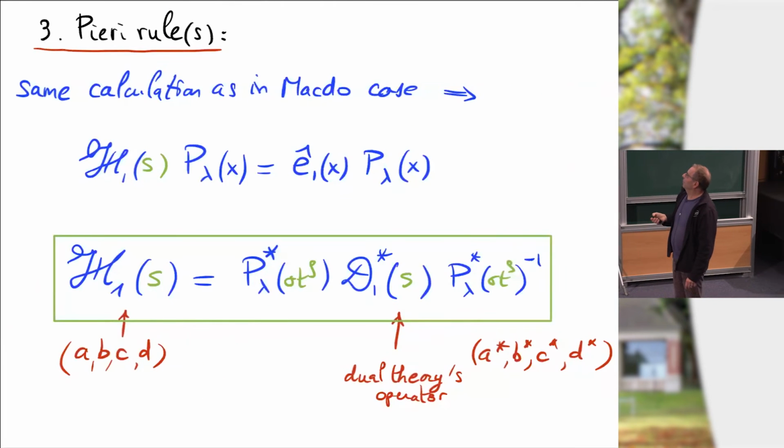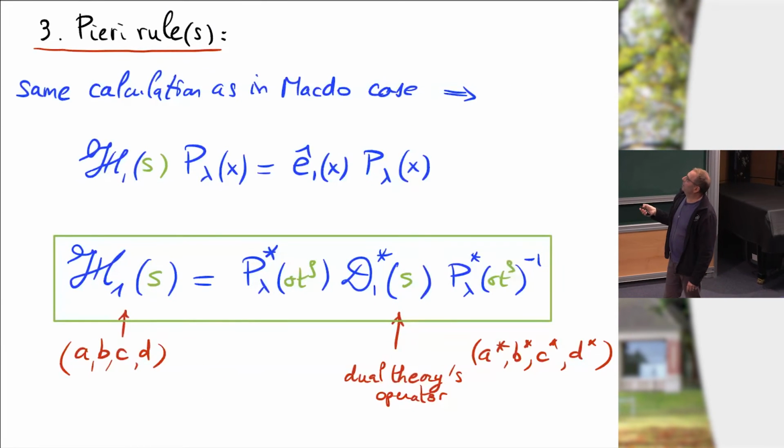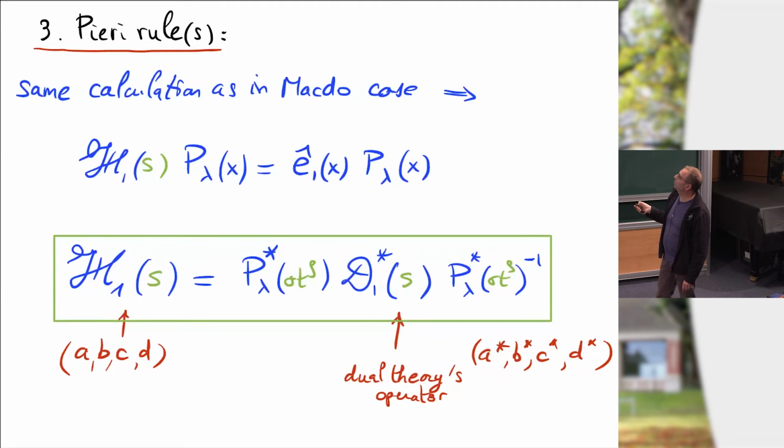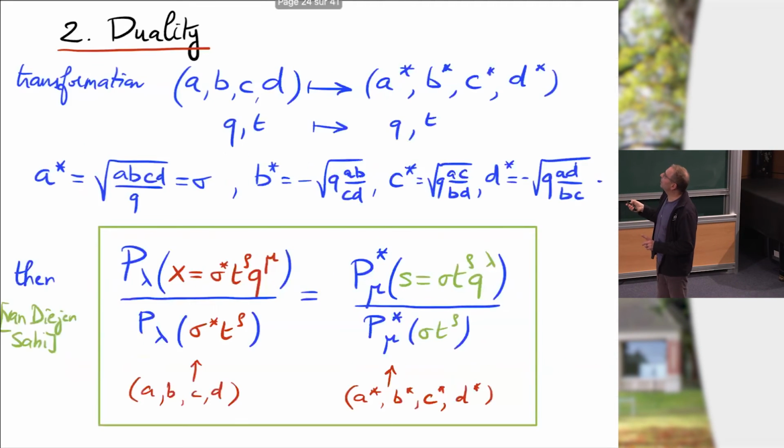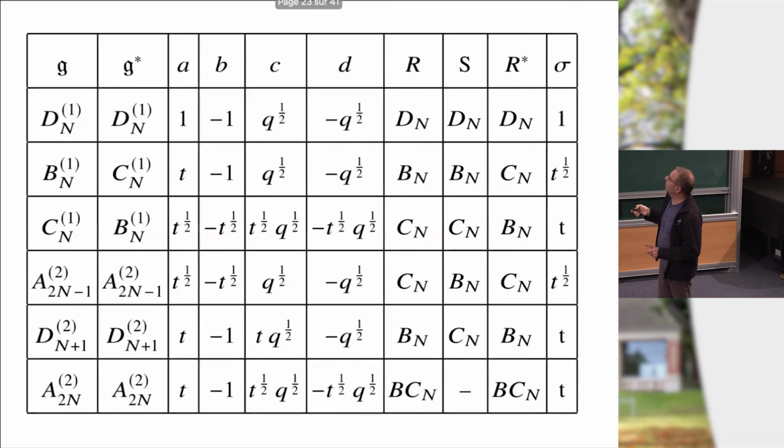Of course the same story holds that you can get Pieri rules for Koornwinder very easily from this duality. It's just conjugation of a Macdonald operator of the dual theory. So the Hamiltonian of a theory is obtained from the Macdonald operator of a dual theory. So in my table, here is the dual, right?